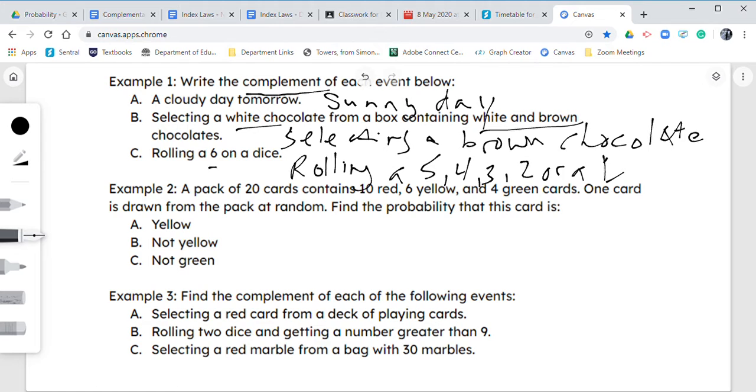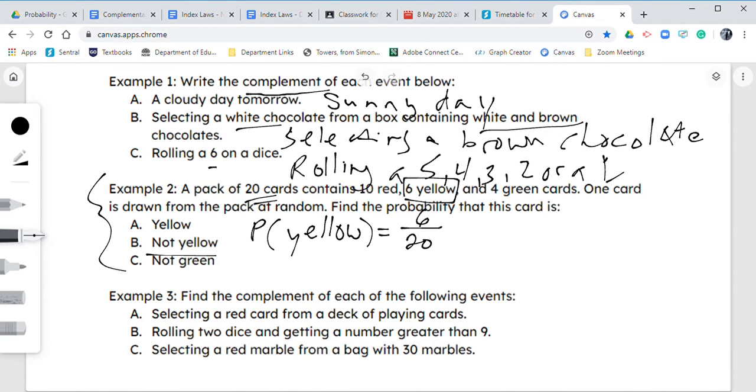To review from yesterday, if we were to talk about a pack of 20 cards, we're keeping the total here, that pack of 20 cards contains 10 reds, 6 yellows, and 3 green cards. One card is drawn from the pack at random. So we have to find the probability that each card is yellow. So remember, we write the P to start things out, and we go brackets yellow. The total amount of cards we have in the deck is 20. How many of those are yellow? So that's pretty easy. It's 6 out of 20.